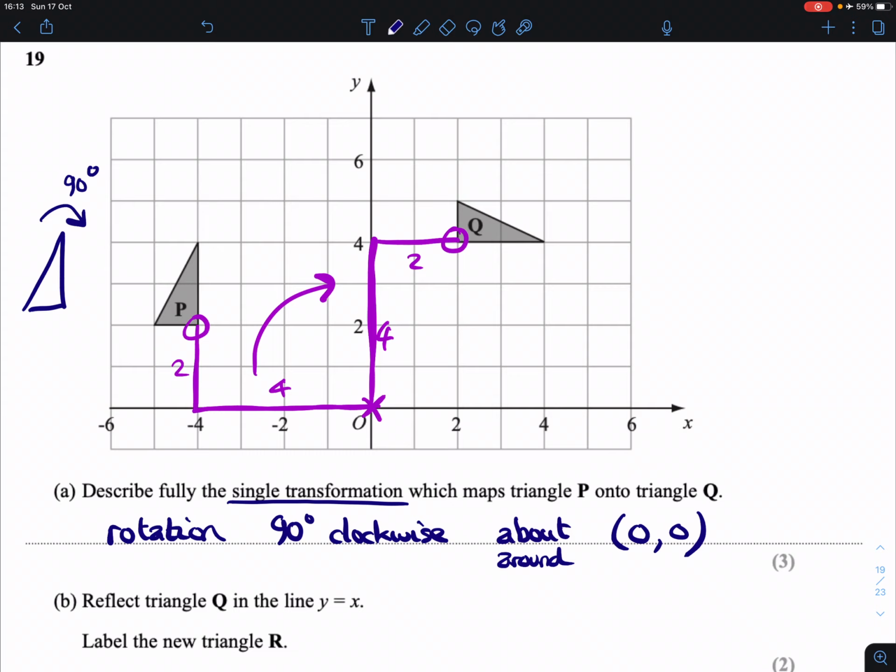Part B, reflect triangle Q in the line y equals x. So I'm going to clear a bit of space here for the following. The line y equals x is the straight line that goes through all of the points where y and x have the same coordinates. So that there is our middle line.